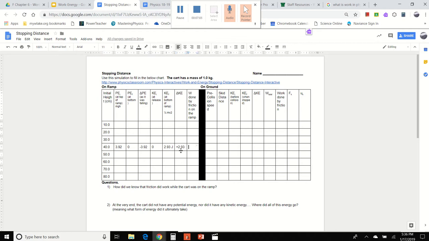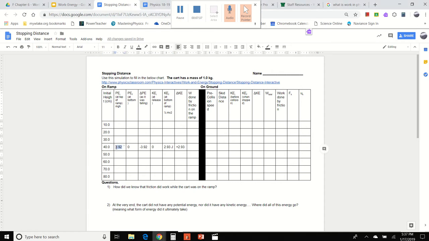So see, this is getting pretty simple. Now, this one's the one you've got to think a little bit. This is the concept I really want you to understand. This last column before the black line says the work done by friction on the ramp. We started with this much potential energy. We lost all of it. And we wound up with this much kinetic energy, 2.93 joules. What happened to the rest of it?